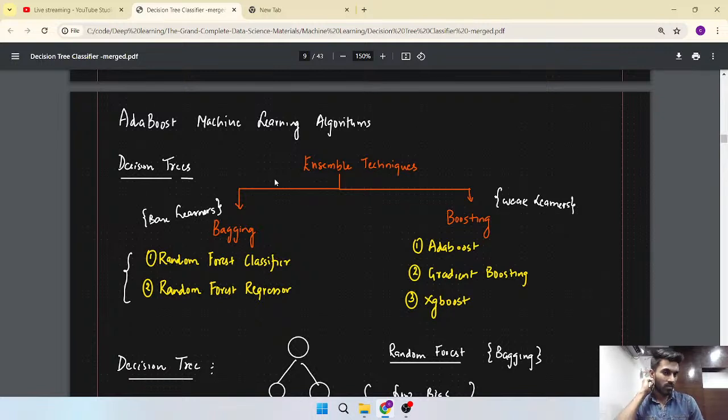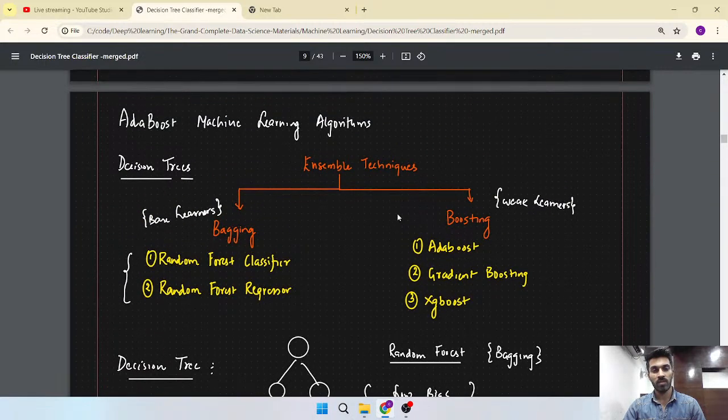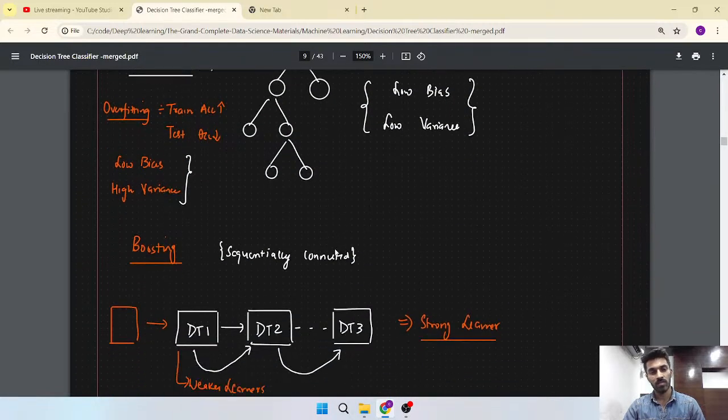There are two types of ensemble machine learning algorithms: bagging and boosting. In bagging, the random forest classifier and random forest regressor come, but inside boosting, AdaBoost, gradient boost, and XGBoost algorithms come. Basically, decision trees are the base learners we train in these ensemble learning techniques. AdaBoost is a boosting algorithm where we train our models in a sequential manner. We will see it after some time.